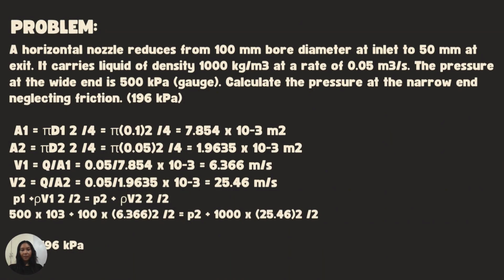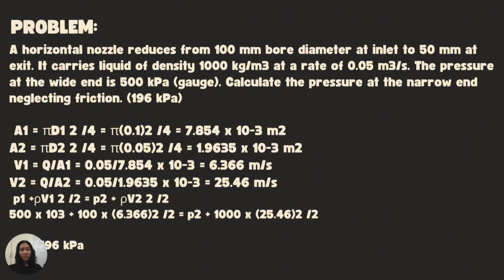So, we have a problem here. A horizontal nozzle reduces from 100 mm bore diameter at inlet to 50 mm at exit. It carries liquid at density 100 kg per meter cube at a rate of 0.05 meter cube per second. The pressure at the wide end is 500 kilopascal. Calculate the pressure at the narrow end, neglecting friction.